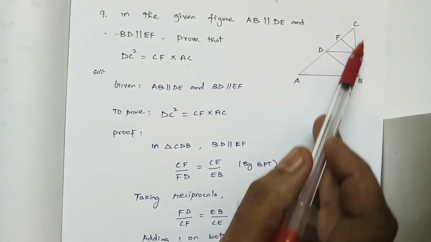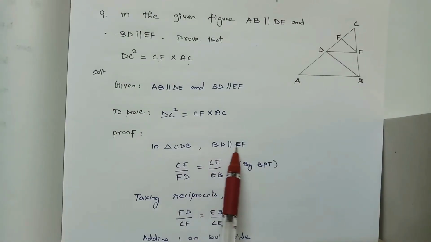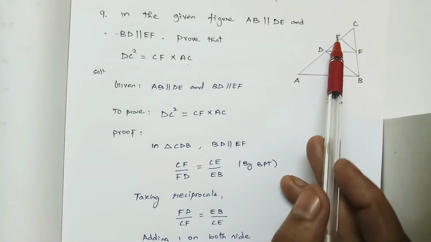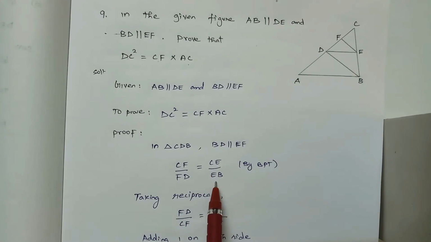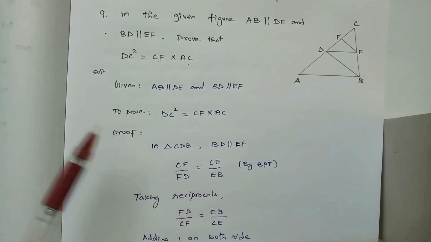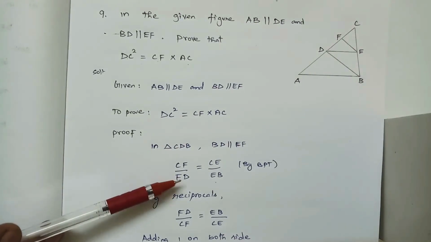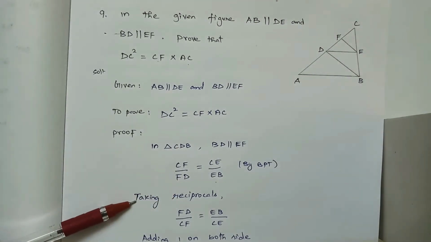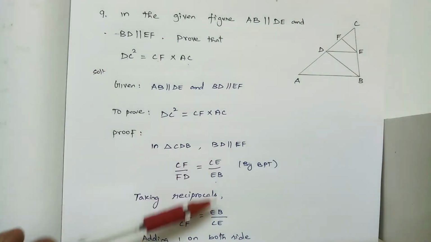In triangle CDB, FE is parallel to DB, or BD. So by using BPT, CF by FD is equal to CE by EB. What we need is CF alone, so we want to keep CF alone in the denominator. For that I am taking the reciprocal. So FD by CF is equal to EB by CE.